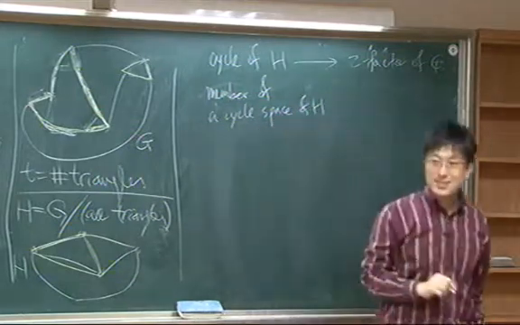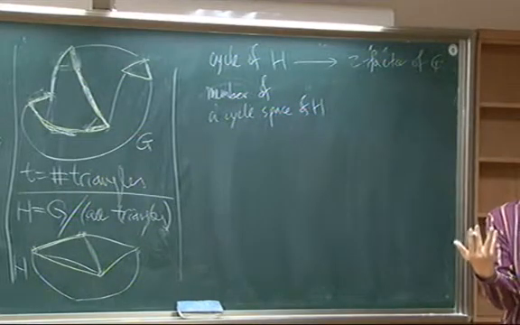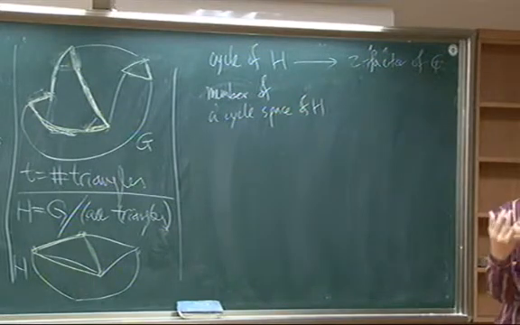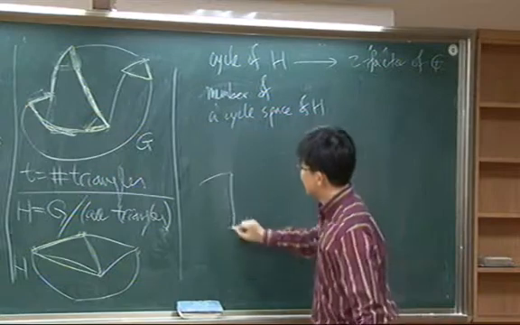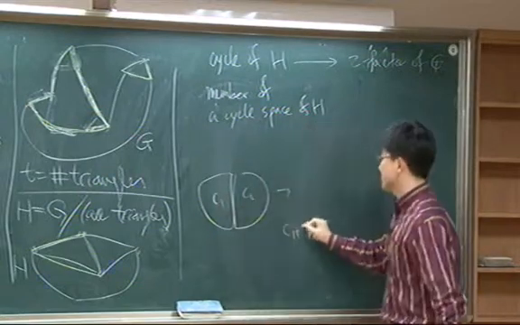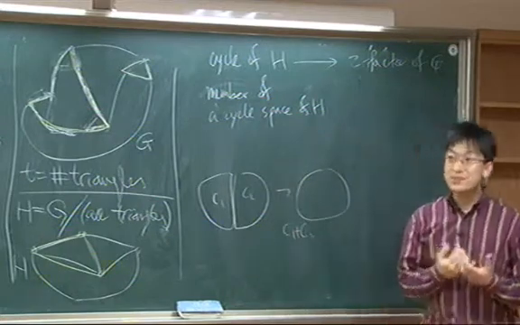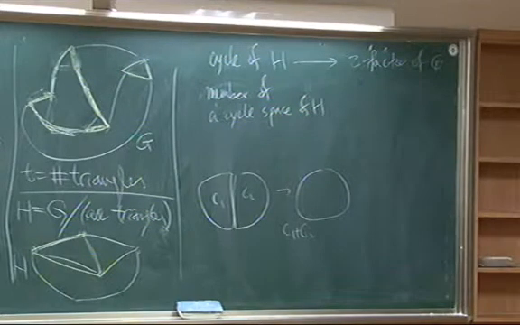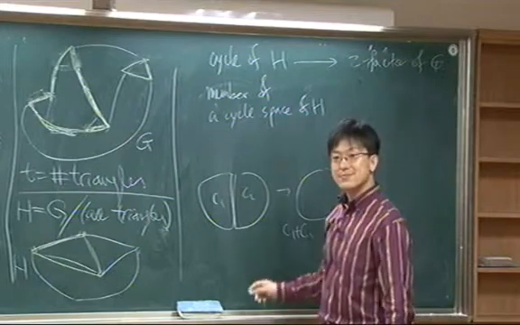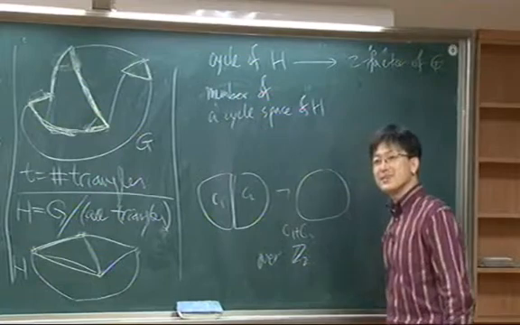So cycle space is a vector space which is spanned by all cycles of a graph, and the sum is the GF2 sum. If you have a cycle like this, a cycle like that, C1, C2, then C1 plus C2 is this. Then you can think about the vector space spanned by all cycles of the graph. So over this field.